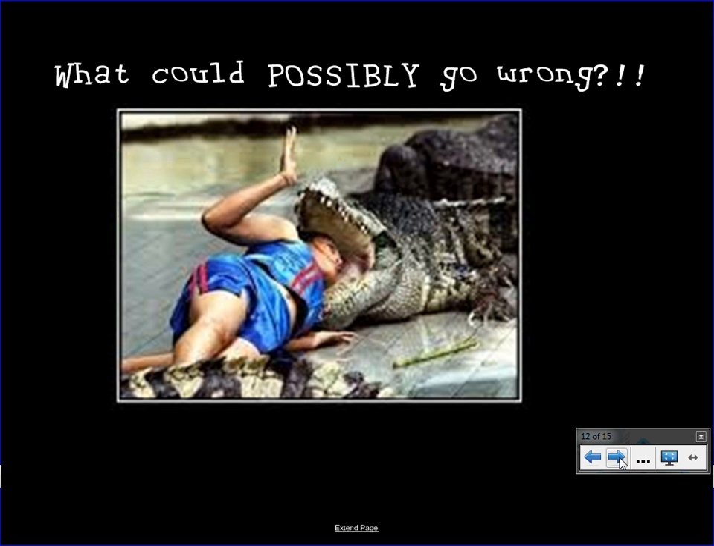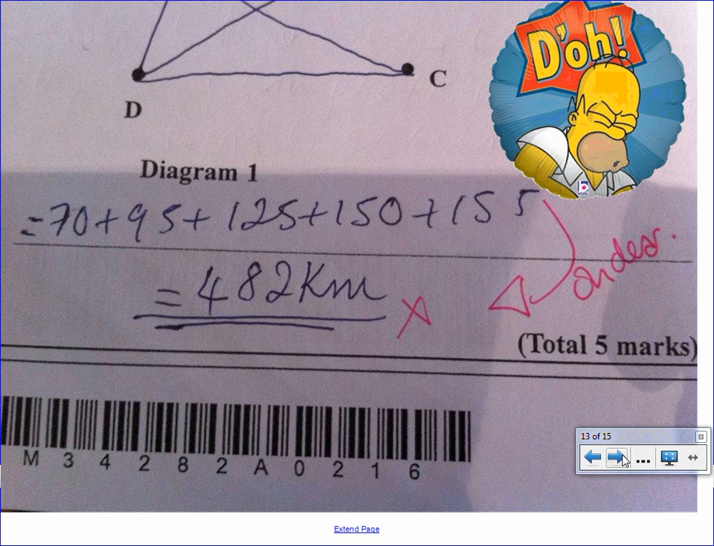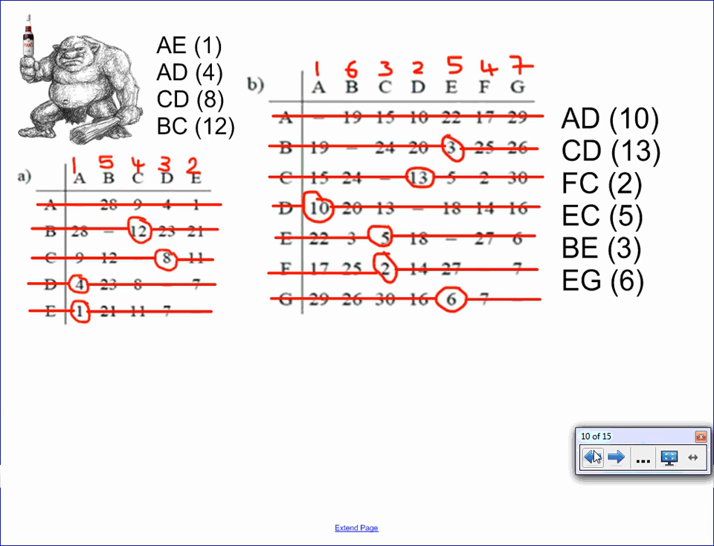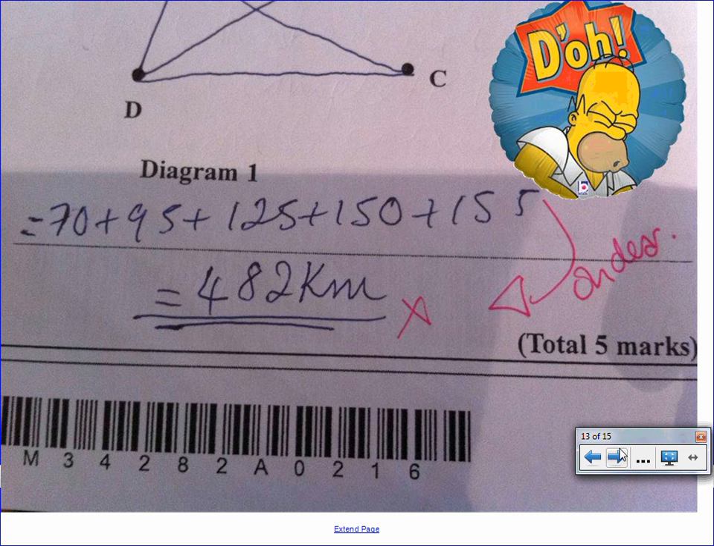What could go wrong? This is actually quite important. When you get to the end of your algorithm, you've got this list of the arcs to bring in, and the weight of the tree. The total weight of the minimum spanning tree is 10, add 13, add 2, add 5, add 6, add 3, and then you add all of them up. The most common mistake, where people lose a mark, is that they add them all up wrong. Literally adding up wrong.